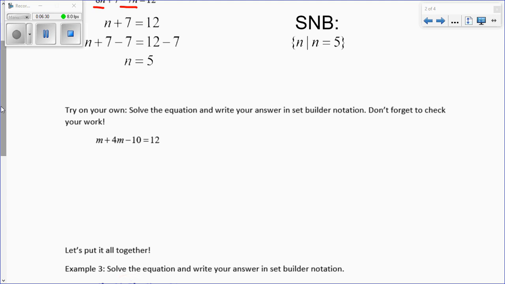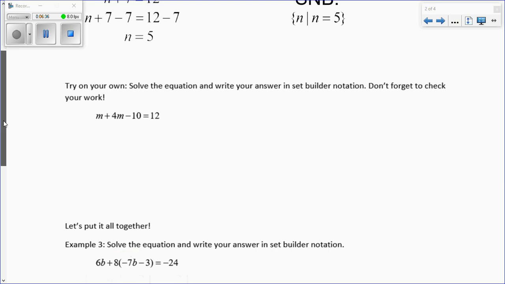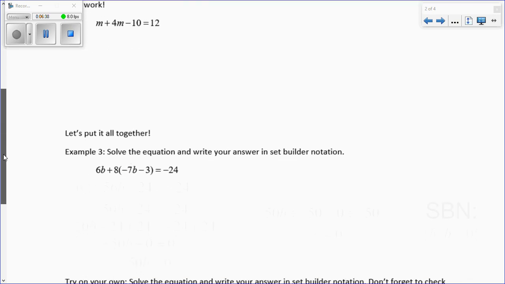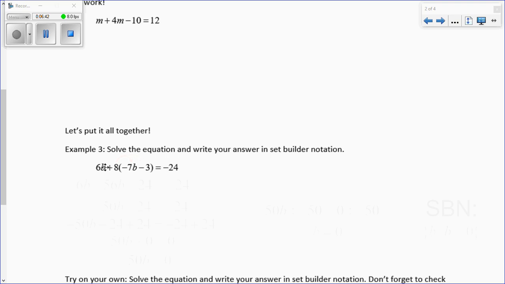Alright, now we're going to put it all together. So we're going to do a problem that has distributing and combining like terms all together. And we write our answer in set builder notation. So, the very first thing I need to do is distribute this 8 here to the 6b and to the -7b, I'm sorry, the -3. So I distribute that, so I get 6b minus 56b minus 24 equals -24.